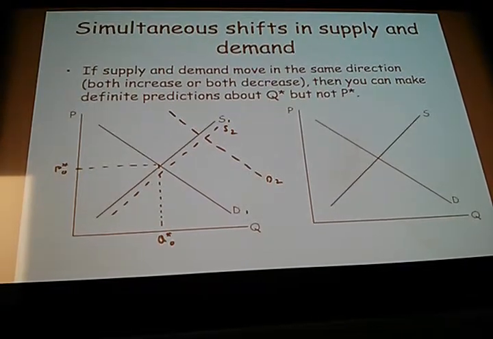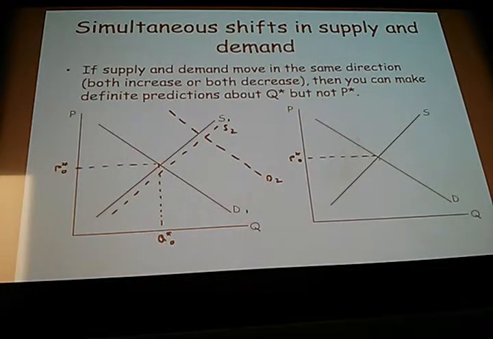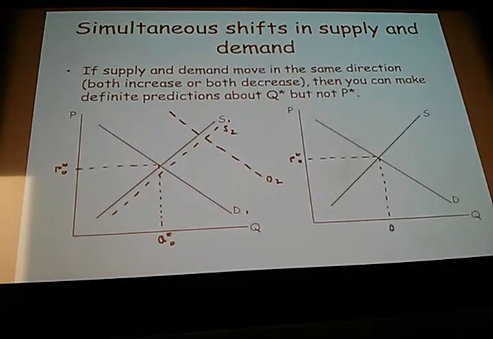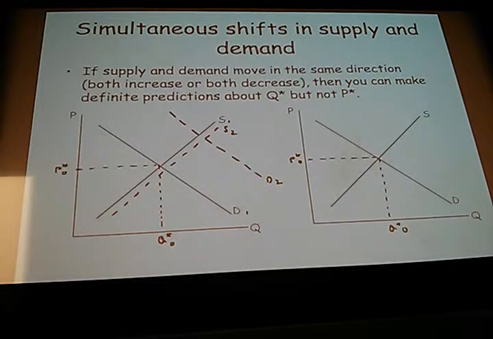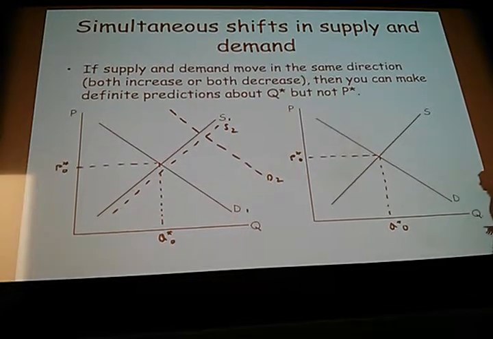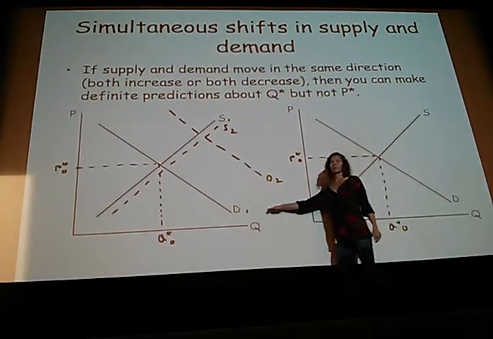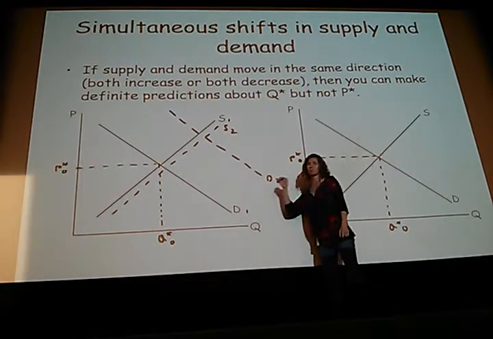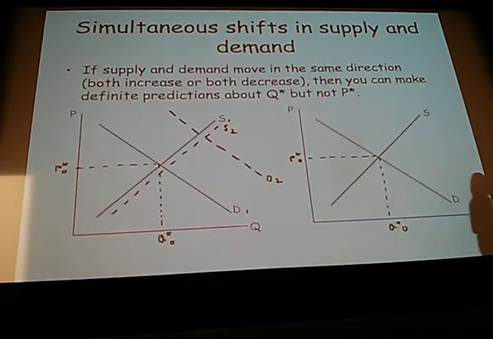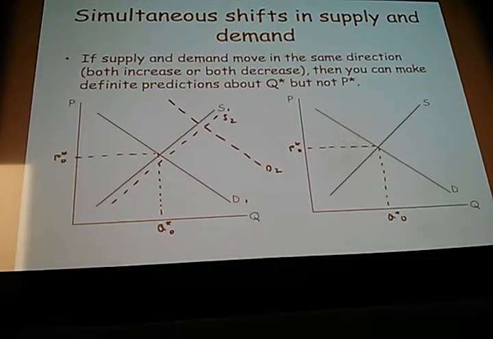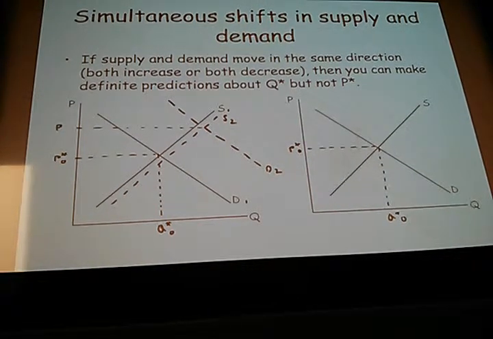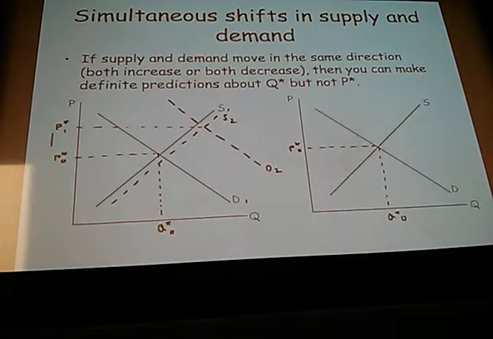Similarly, I'll go ahead and do the same thing on the right. Going back to what's happening on the left here, demand is going to really, really increase by a lot. Supply increases by just a little bit. And we're going to see that we have an increase in equilibrium price and also an increase in equilibrium quantity.